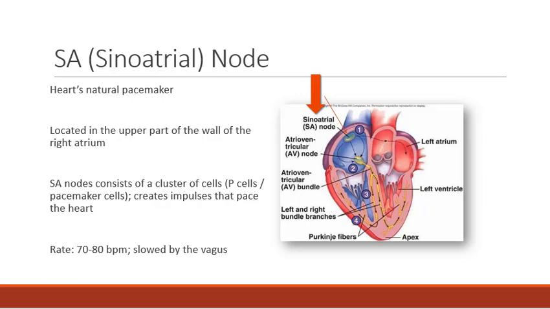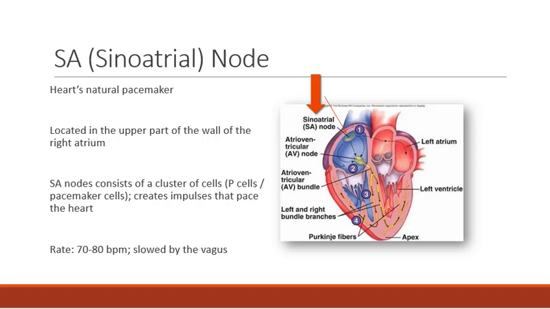SA nodes consist of a cluster of cells, P cells or pacemaker cells. These create the impulses that pace the heart. So the SA node cells can reach threshold on their own, thus initiating that impulse that leads to contraction of the heart. It is set at 70 to 80 times per minute. Some texts suggest 60 to 90 beats. It can be slowed by innervation from the vagus nerve.